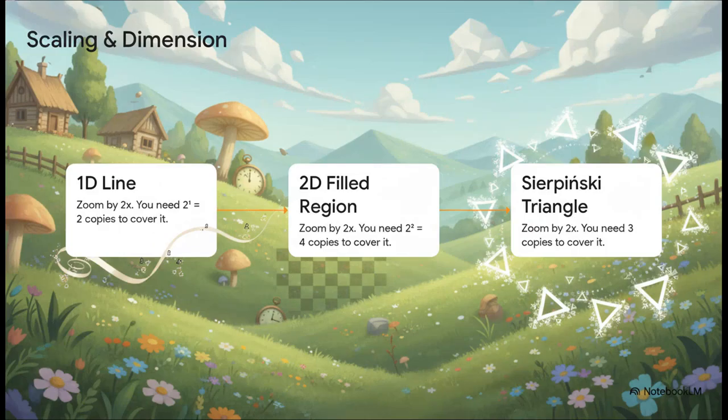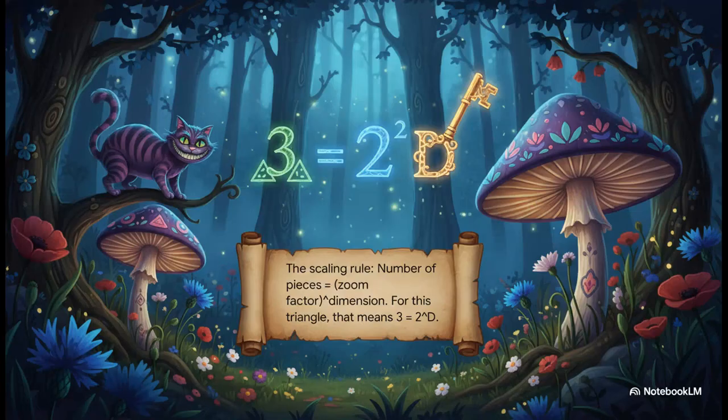Let's try it out. Think about a simple 1D line. If you double its length, how many of the original line do you need to cover it? 2. Now, a 2D square. If you double its side lengths, how many of the original squares do you need to cover it? 4. Okay, now look at our triangle. If we double its size, how many copies of the original does it take to build it? It's not 2, and it's not 4. It's 3. Something's different here. So that relationship, the number of copies equals the zoom factor raised to the power of the dimension, gives us this really surprising little equation. For our shape, it's 3 equals 2 to the power of d. So what on earth is d?